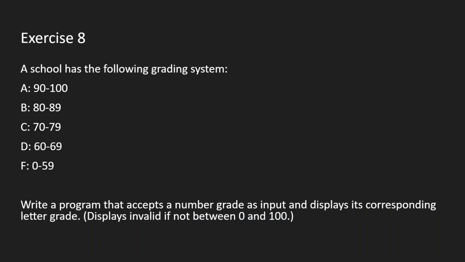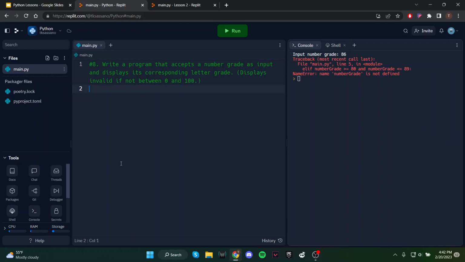A school has the following grading system. Write a program that accepts a number grade as input and displays its corresponding letter grade. And it has to display invalid if it's not between 0 and 100. So first we'll just make a grade input. So number grade equals, and we have to convert it to integer, input number grade. And now we just need a bunch of if statements. So if number grade is greater than or equal to 90 and number grade is less than or equal to 100, then we'll print A.